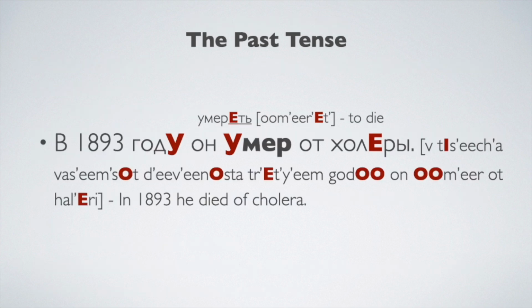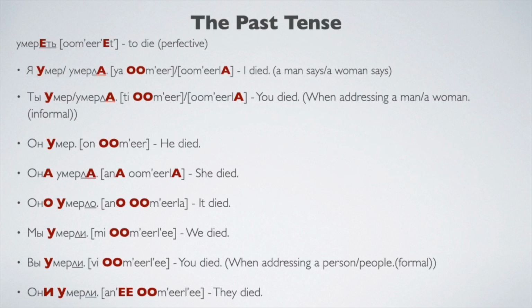Now I would like to show you an interesting case. It's a verb that unfortunately doesn't follow this rule. В 1893 году он умер от холеры. As you can see, this verb doesn't have l at the end in the past tense. The good thing is, it follows the rule when we want to form the singular feminine, neuter, or plural form. We have to replace not t with la, lo, or li, but еть. Let's see how it works.